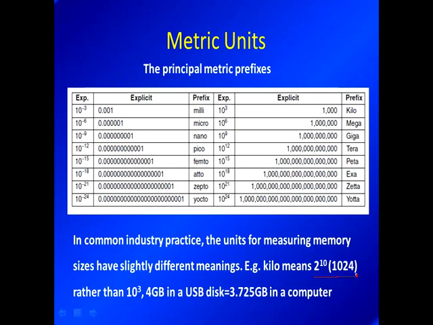But if you buy some SSD or U disk, you can see it's marked as 4 gigabytes, maybe. But actually, if you check the capacity, the real capacity of the U disk is always less than 4 gigabytes, because when the industry is manufacturing this U disk, it just takes 1 kilo as 10 to the power of 3.